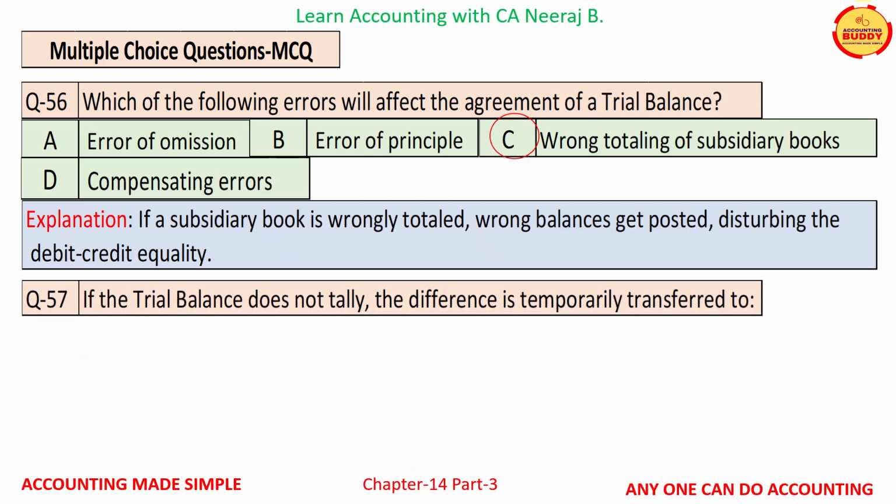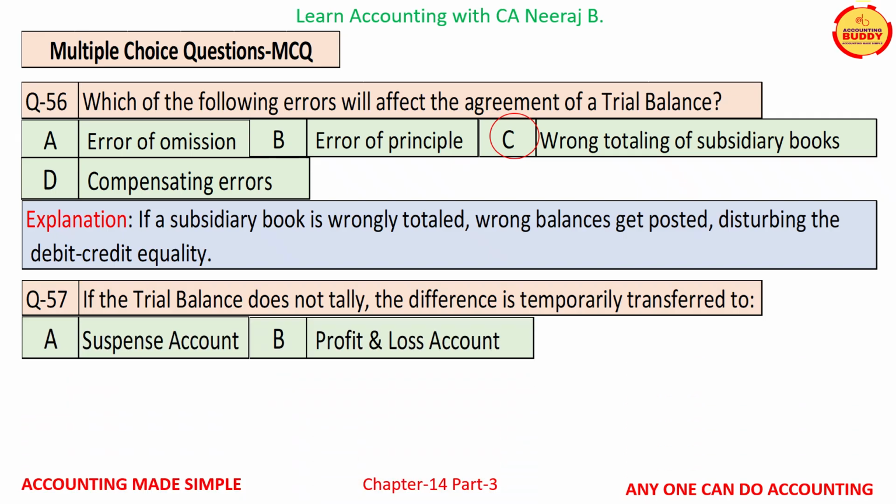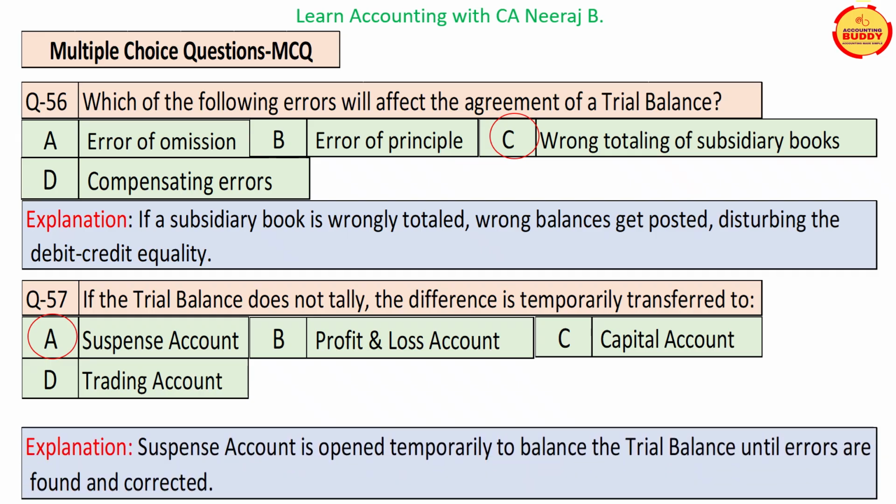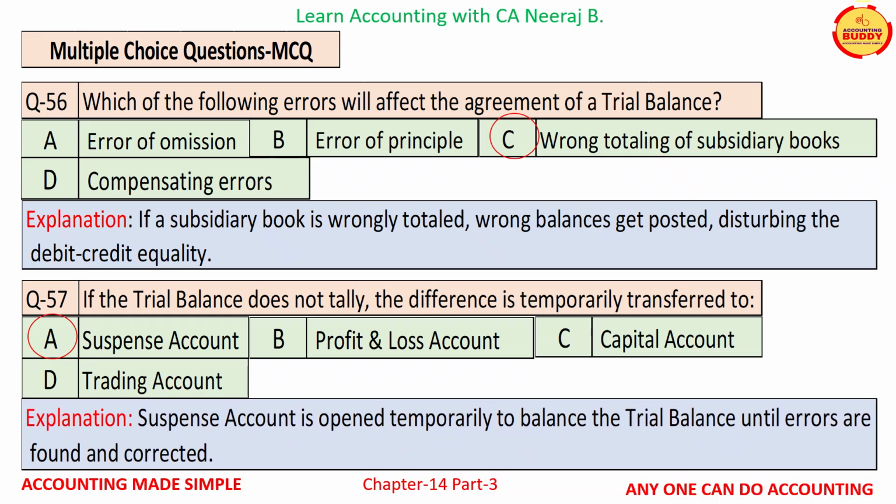Question number 57. If the trial balance does not tally, the difference is temporarily transferred to. The available options are option A, suspense account, option B, profit and loss account, option C, capital account, and option D, trading account. And the correct option is option A, suspense account. Suspense account is opened temporarily to balance the trial balance until the errors are found and corrected.